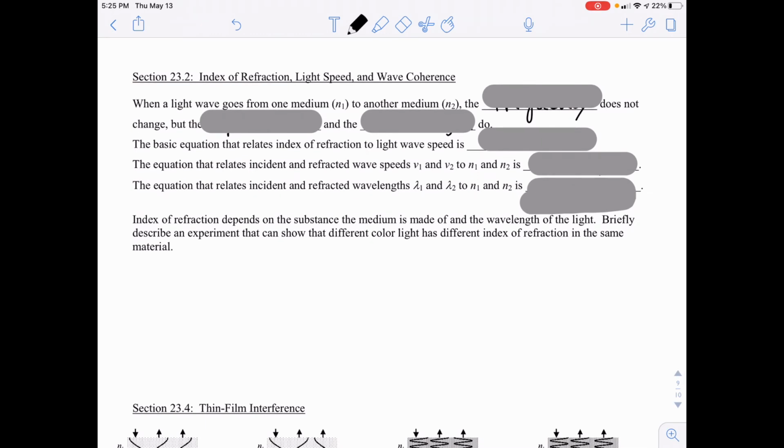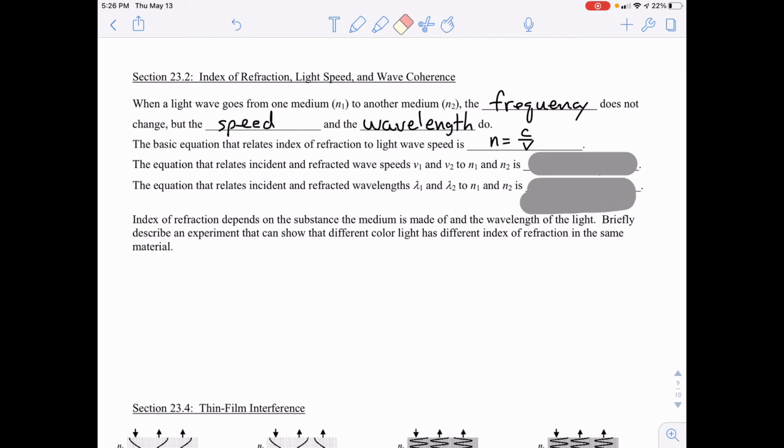Section 23.2, Index of Refraction and Light Speed and Wave Coherence. When a wave of light goes from one medium, n1, to another medium, n2, the frequency does not change. However, the speed and the wavelength will change. The basic equation that relates the index of refraction to the speed of a light wave is n equals c over v, where n is the index of refraction, c is the speed of light in a vacuum, and v is the speed of light in a medium.